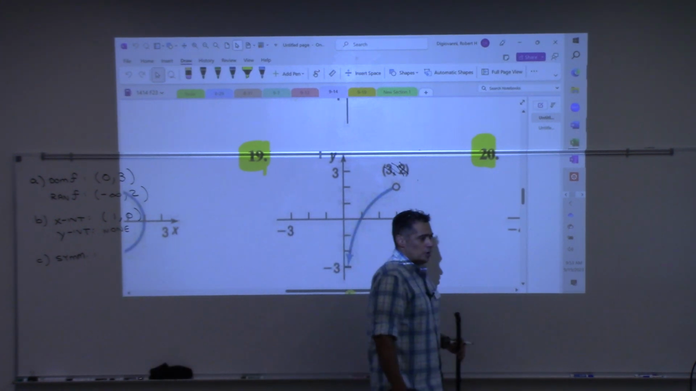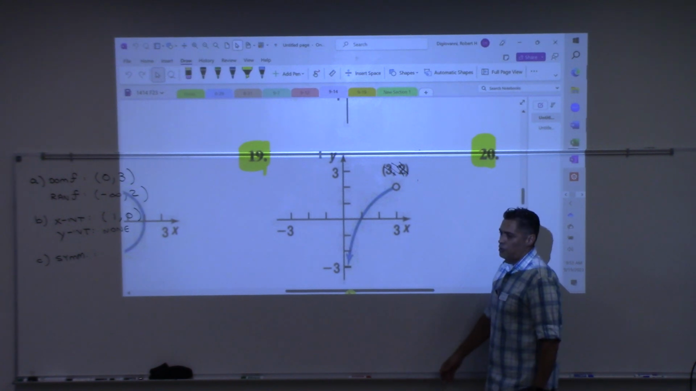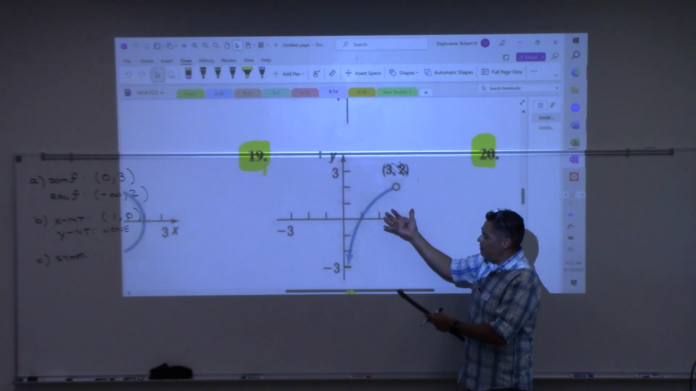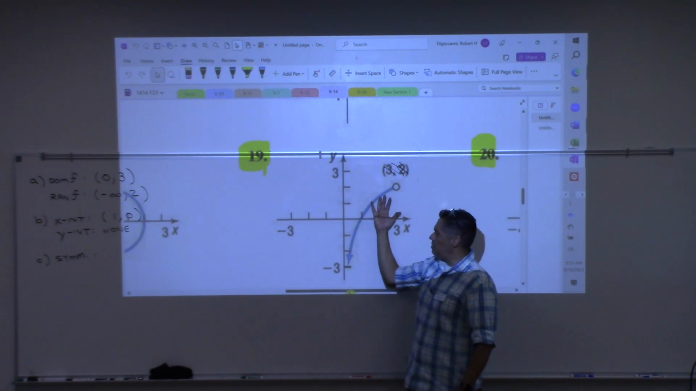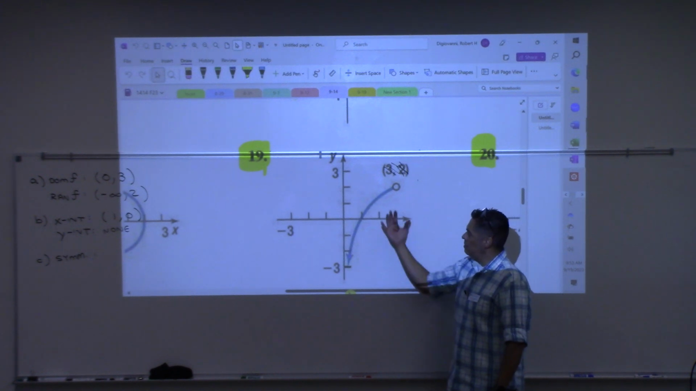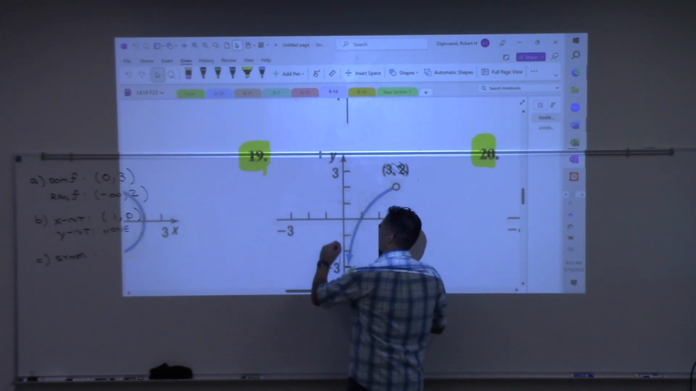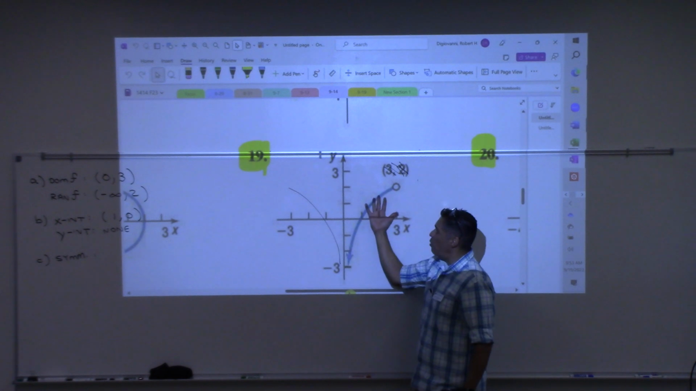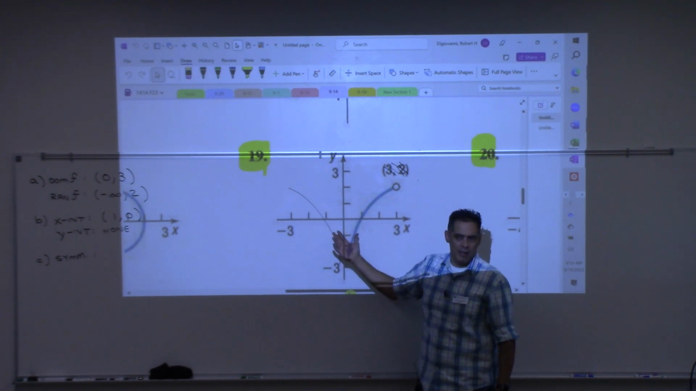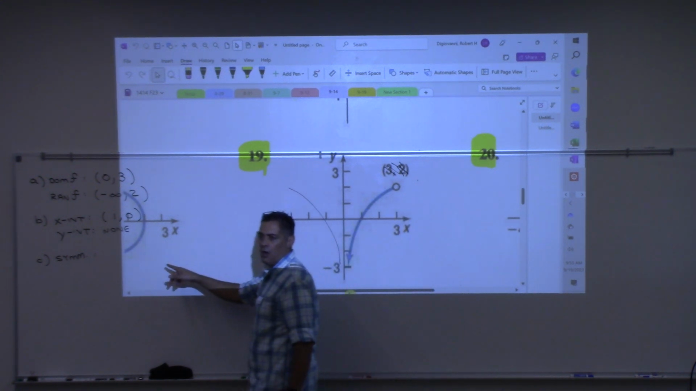All right, symmetry. Let's try x-axis symmetry. If I flip this over the x-axis, is it itself? No. How about the y-axis? No. How about a double reflection? Here, let's see, that's y-axis reflection, then reflect over the x. No, there's no graph over there, right? So this has no symmetry at all.